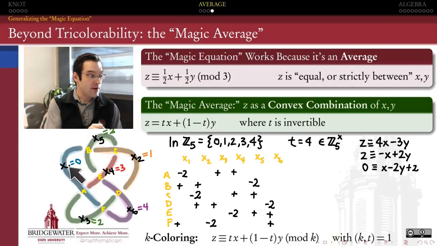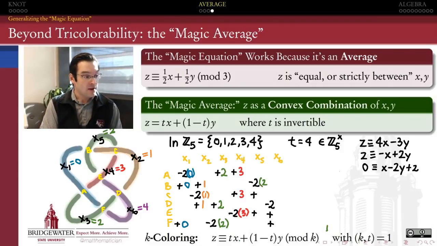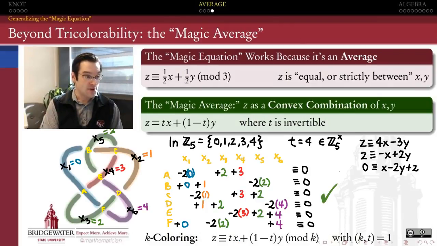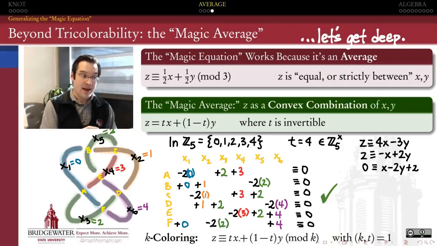So I'll substitute in for x1 the value 0, for x2 the value 1, for both x3 and x5 the value 2. Those were the 2 arcs that we colored with the same color. For x4 we'll substitute a 3, and for x6 we'll substitute a 4. And when you do out all of that arithmetic, you find out that sure enough, each one of those 6 equations gives us a sum which is congruent to 0 mod 5. And so k-colorability can also be reduced to a linear algebra problem, just done over Z mod k, where we've chosen a value for t which is coprime to k.